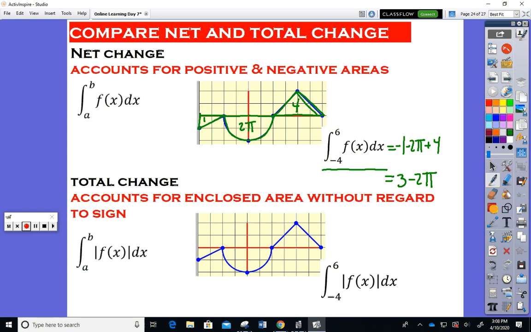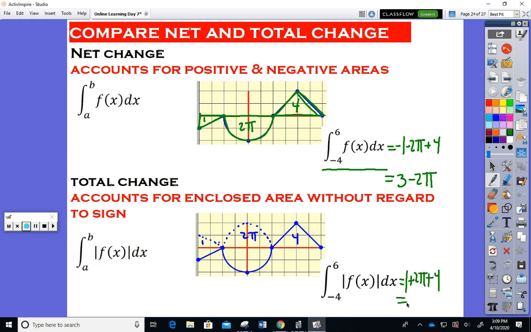Now, if I want total change, then I have to do the absolute value of f of x. And remember, the idea is what you're doing is you're actually looking at the reflection of the negative parts above the x-axis. So I would say the area here is still 1, the area here is still 2 pi, and the area here is still 4. But that's when you find the areas, and you want to know the area enclosed without regard to where it's located. So the total amount of area in the first triangle is 1. It doesn't matter that it's below the x-axis or above the x-axis. The area of the semicircle is 2 pi. The area of the second triangle is 4.